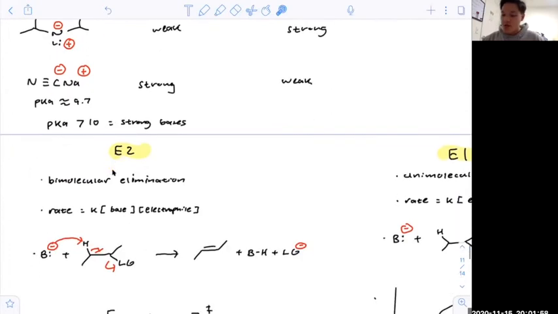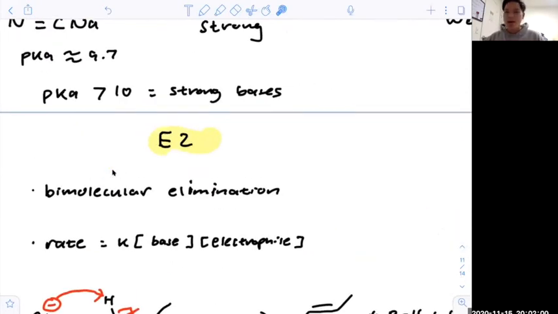We have an E2, which, does that sound familiar? I think it sounds like SN2, right? SN2 was a bimolecular nucleophilic substitution. E2 is a bimolecular elimination. The rate in an SN2 is given by the nucleophile and the electrophile. In an E2, it is now given by the base, right? We're reacting it with a base, and also the electrophile. Sounds similar, right?